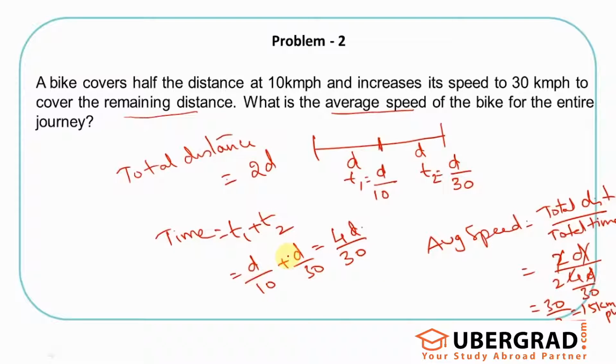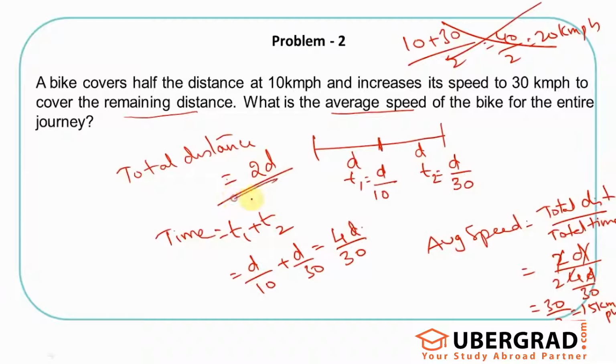But what I've seen most of the students doing is that they simply do 10 plus 30, the speeds, by 2, that's 40 by 2 is 20 km/h, which is absolutely wrong. Never ever do the simple average of the speeds if the question is talking about average speed, right? You always have to ensure that you do the total distance by the total time.